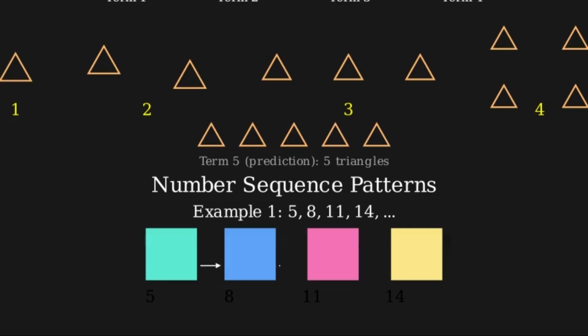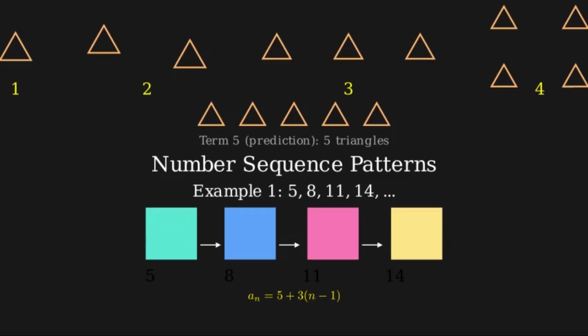From 5 to 8, we add 3. From 8 to 11, we add 3. From 11 to 14, we add 3. So the rule is add 3. This means the nth term can be written as 5 plus 3 times (n minus 1).